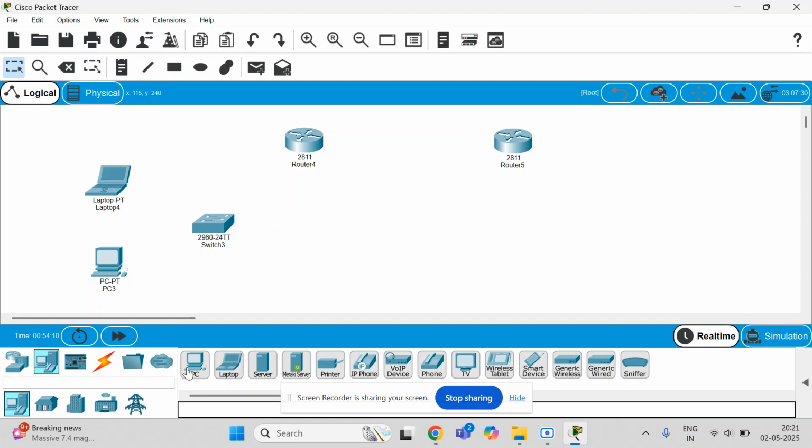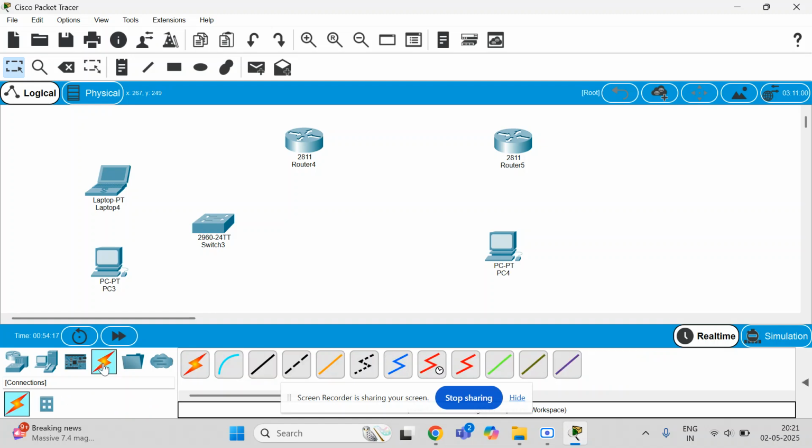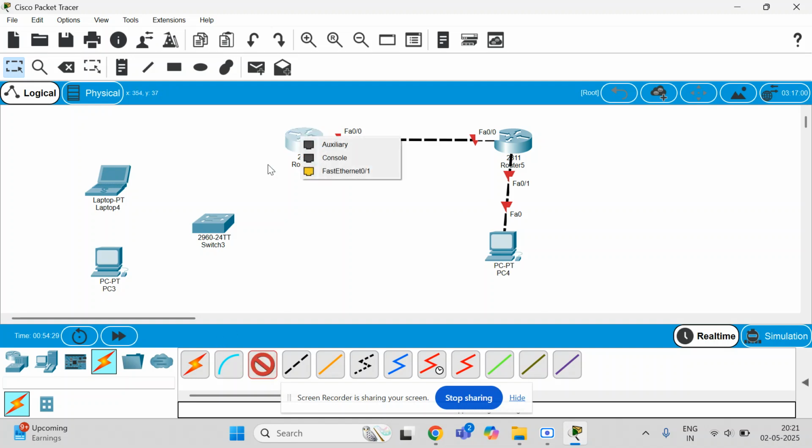And one PC I am directly connecting with the second router. Now connect all the machines with each other. By using a cross cable I am connecting both the routers with each other, as well as a cross cable to connect the second router with the PC. Now a straight cable to connect the switch as well as the machines with the switch. This way you can create a small scenario.